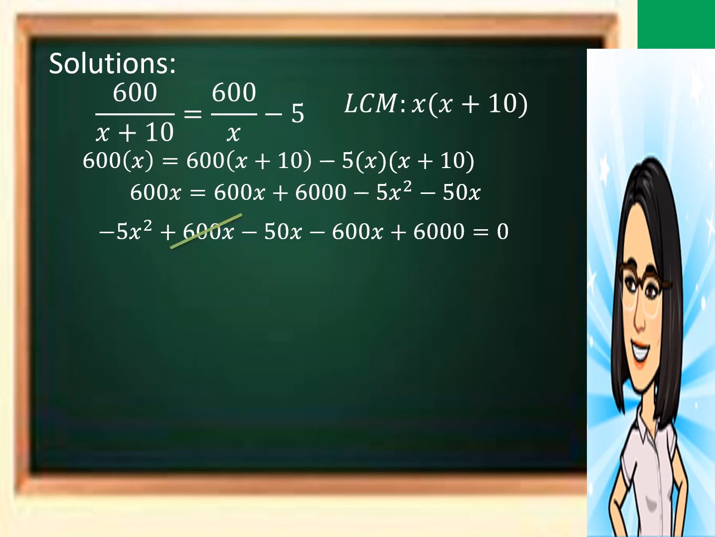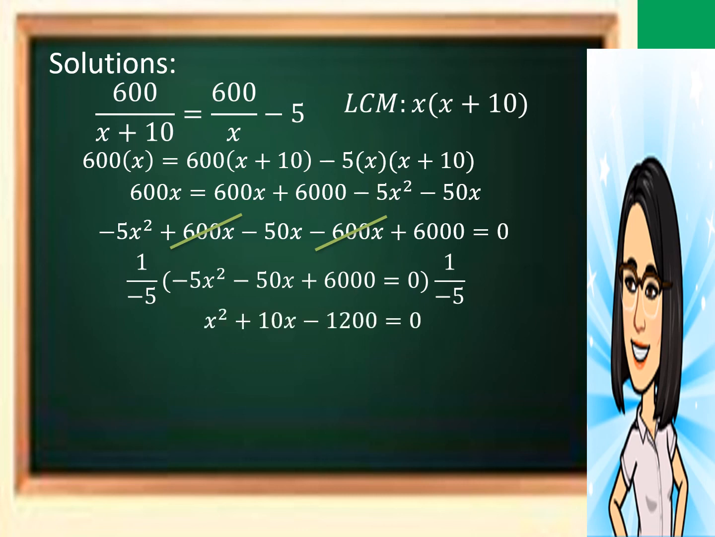600x minus 600x is 0. So we have negative 5x squared minus 50x plus 6,000 is equal to 0. Let us apply the multiplication property of equality by multiplying both sides by negative 1/5. So it will be simplified to x squared plus 10x minus 1,200 is equal to 0.